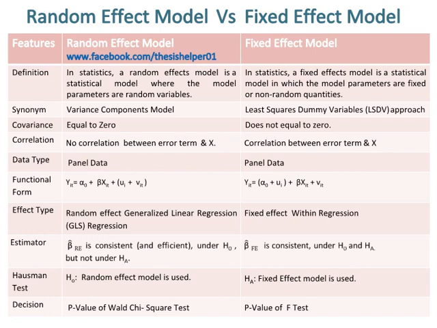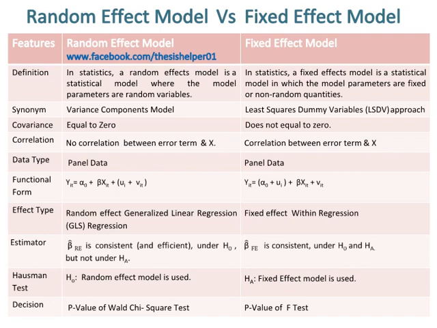Synonym of random effect model is variance components model, whereas synonym of fixed effect model is least squares dummy variables (LSDV) approach. Covariance of random effect model is equal to 0, whereas covariance of fixed effect model does not equal 0. No correlation between error term and x in random effect model, whereas correlation between error term and x in fixed effect model.